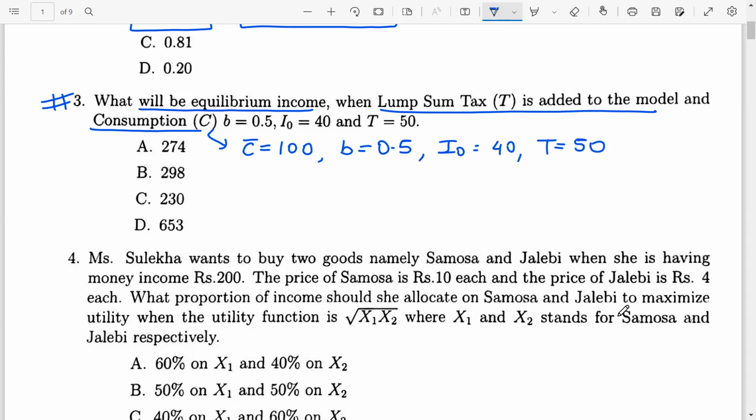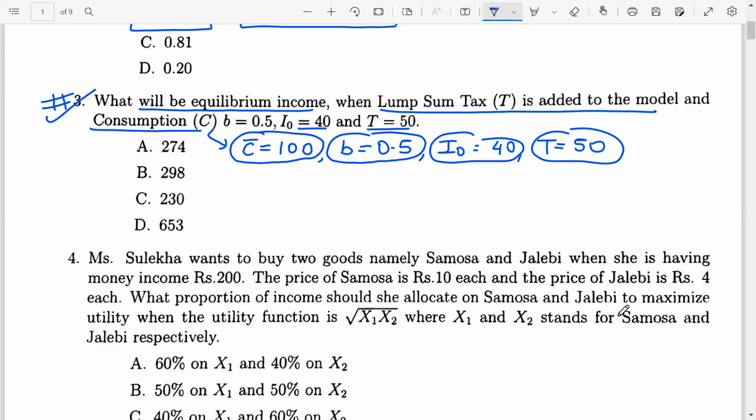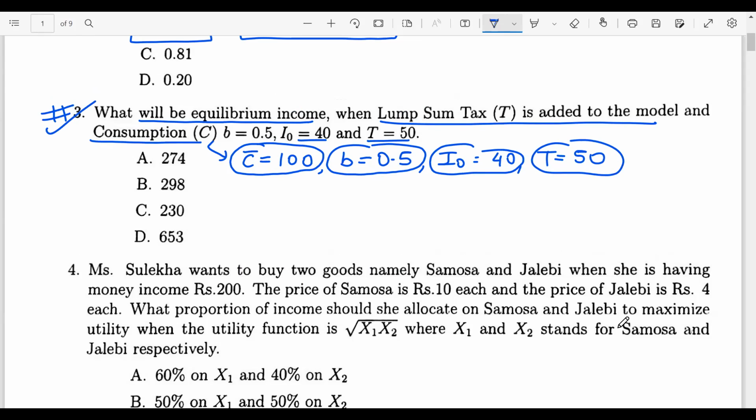So for question 3, I repeat that we were not given this in this particular question. I'm modifying it slightly. There's a misprint here, so please correct it. Autonomous consumption is given to us as 100. The slope of the consumption function is 0.5. Autonomous investment is 40. Rest everything is the same. Tax is 50. Okay, so let me come to the whiteboard and let's solve for this question.